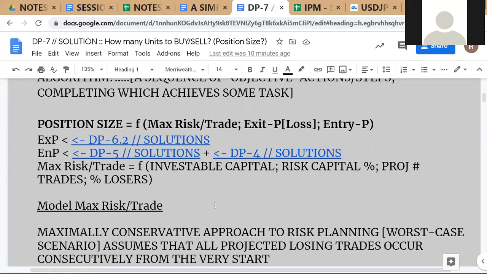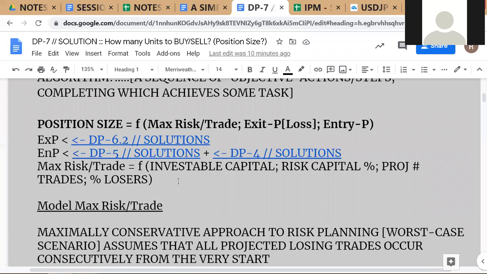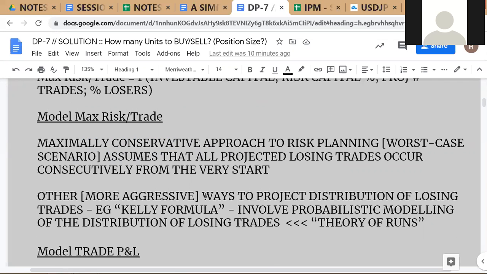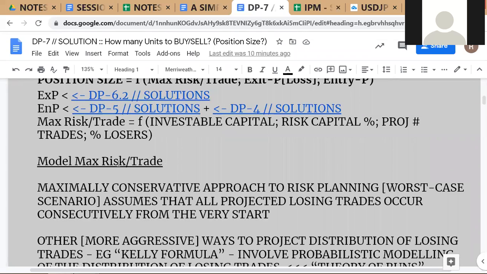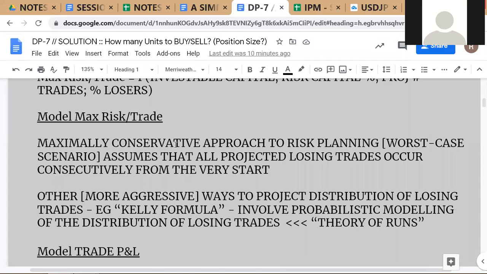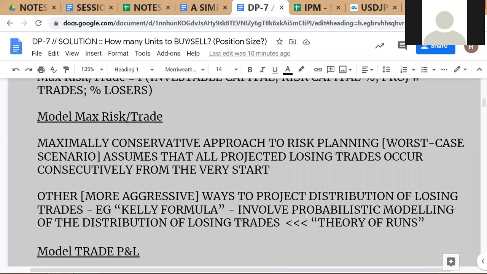That's why I've written this here. See, under the larger problem of derivation of position size, you have to first model the maximum risk per trade. You have to understand how that is done. Okay, for any trading system, for any period, you can model this as a function of these things. So you do that and you come up with a number. Like here we had come up with this number of 8108. So you come up with that number.